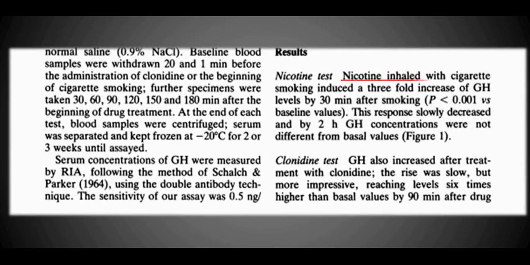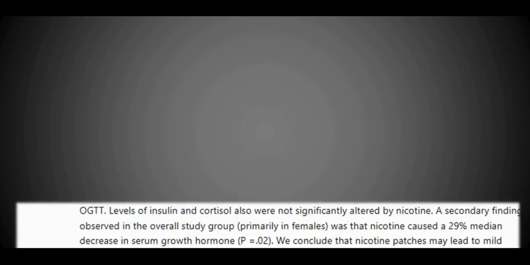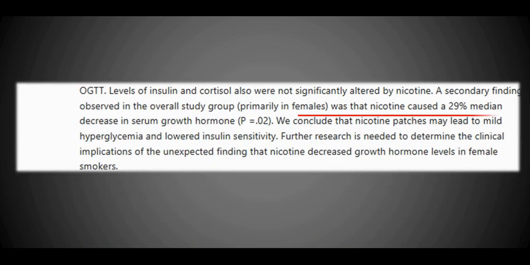Another factor that can reduce growth hormone circulation in the blood is cigarette smoking. Though some studies show that nicotine inhaled with cigarette smoking temporarily induces a threefold increase of GH levels by 30 minutes after smoking, a number of studies show that nicotine caused a 29% median decrease in serum growth hormone, particularly in females and rats.